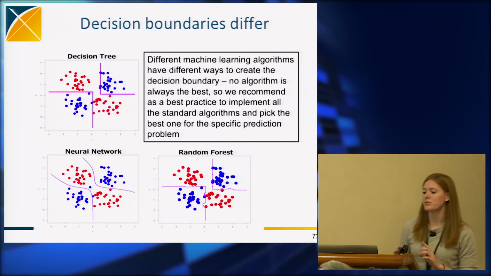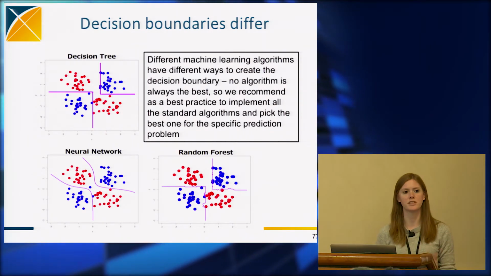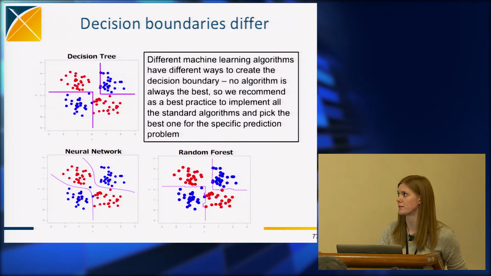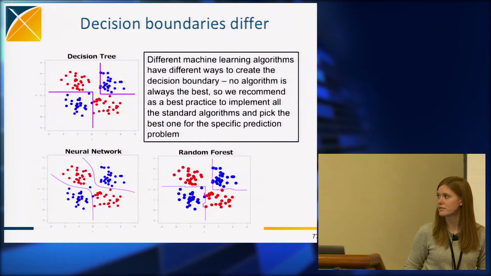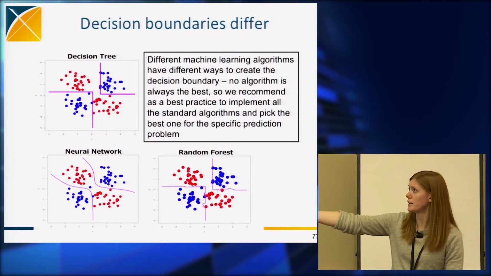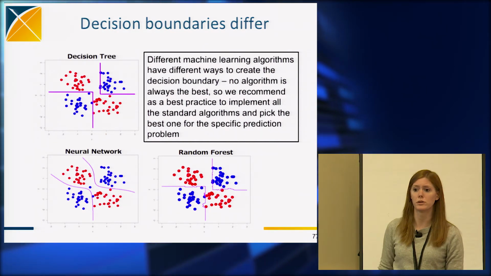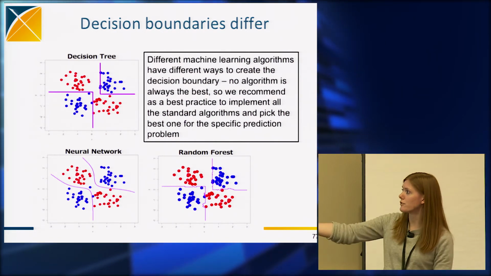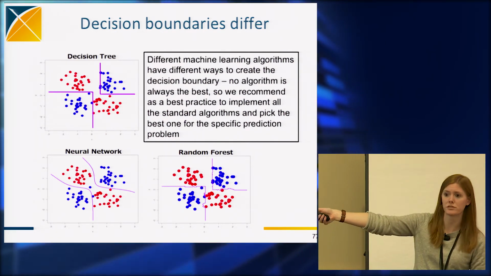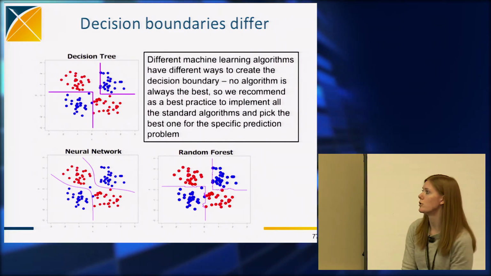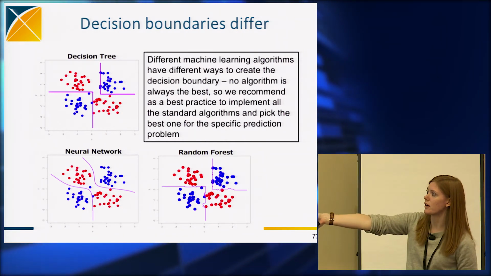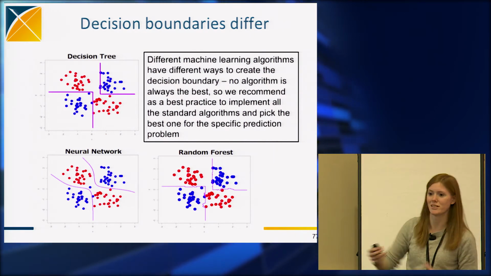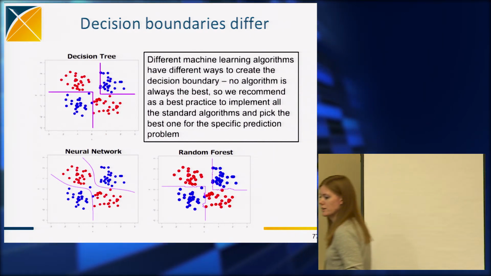Now the decision boundaries differ for each algorithm. This is why we suggest that you try as many algorithms as you can, as time permits. For example, decision trees only do vertical and horizontal boundaries. Neural networks have slightly different boundaries. Random forest is a bit more fuzzy because you're combining lots of decision trees together. So depending on your data, the optimal boundary is going to be different, because it all really depends on these boundaries.